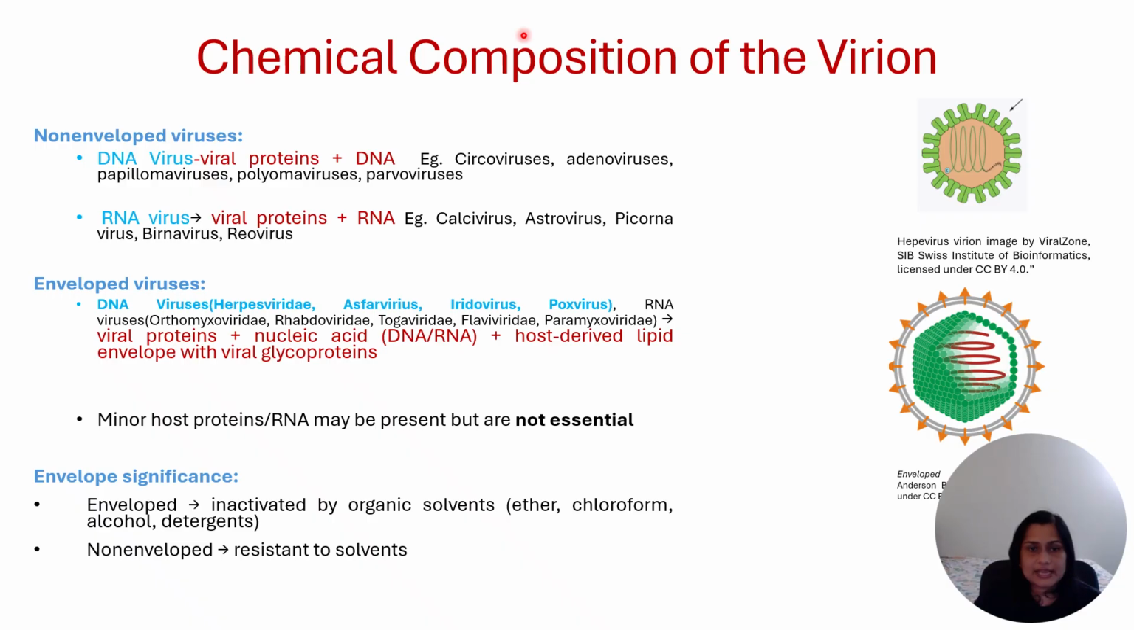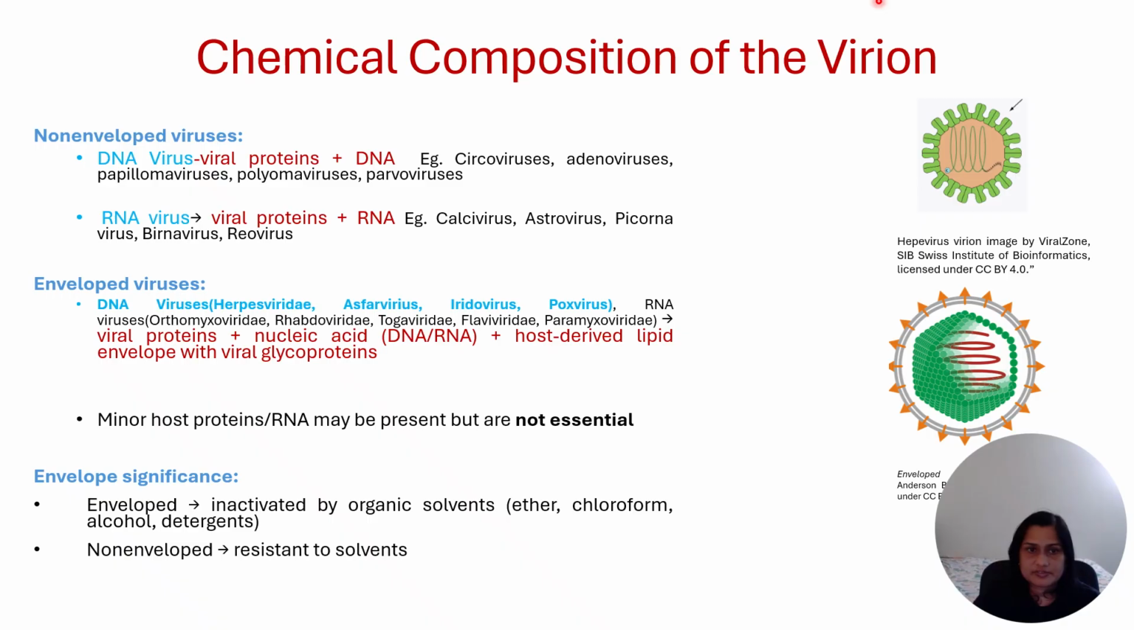For example, among the DNA viruses, the non-enveloped ones include circoviruses, adenoviruses, papilloma, polyoma, and parvoviruses. Among the RNA viruses, we have the calici, astro, picorna, birna, and reoviruses.